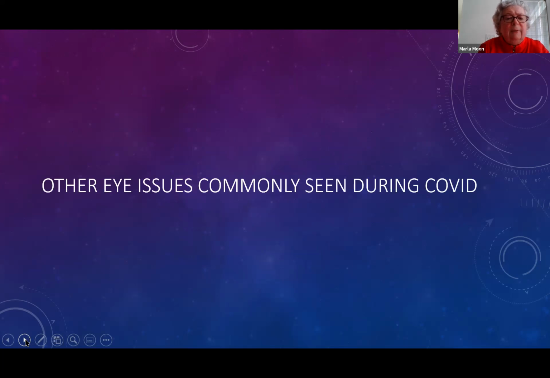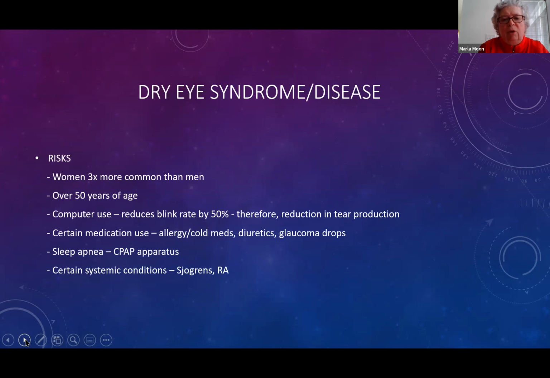Next slide, please. So there are other issues that are popping up or at risk during COVID that we're seeing. We talked about the styes, but the big one is dry eye syndrome, dry eye disease. Now, before COVID, this condition had been around. It was common in women. Women are 3 times more common than men because of hormonal changes that we go through. Everything else that dries out in our body, so does our mucosal membranes and our tear film. It was very common for individuals over 50 years of age.